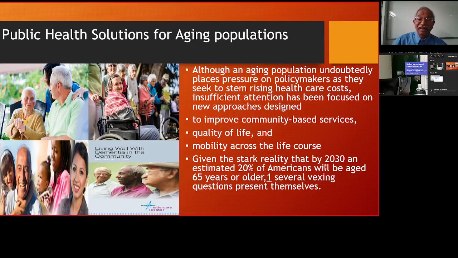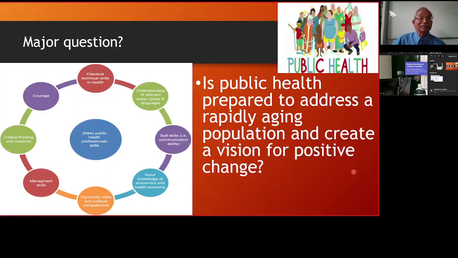And given the stark reality that by 2030 an estimated 20% of Americans will be aged 65 or older, several vexing questions are now in front of us. How to resolve this? 20% of the population is a big number to be addressed. And now the question is: is public health prepared to address a rapidly aging population and create a vision for positive change? Public health administration, public health education, and public health offices are all gearing their activities toward the aging population, and it is a big challenge for them. So that major question is there.